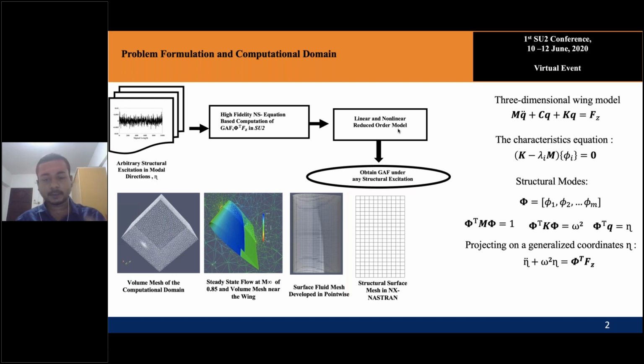First, excite with random noise, generate a reduced order model, and then excite it with sinusoidal signals, and you can get back the GAF that you want. Next, this is my volume mesh that I have made in Pointwise, and this is the mesh near the wing structure. This is the wing surface mesh, which is structured in nature, and this is the structured mesh that I have used in Nastran for the FE analysis.